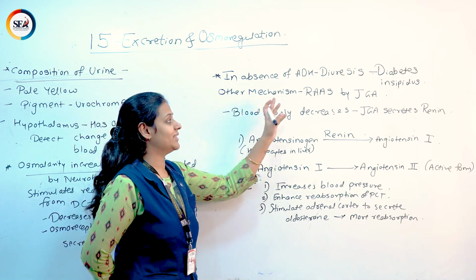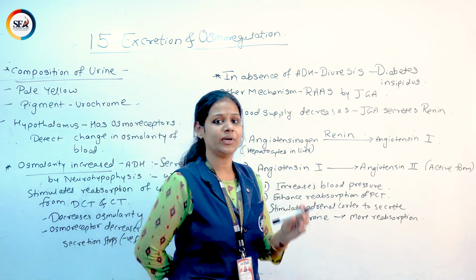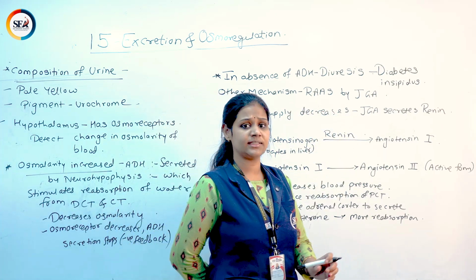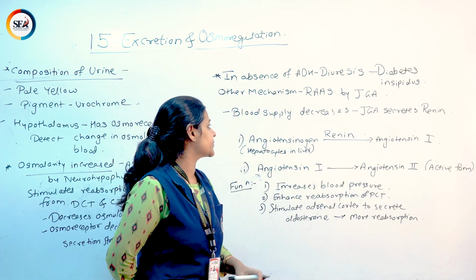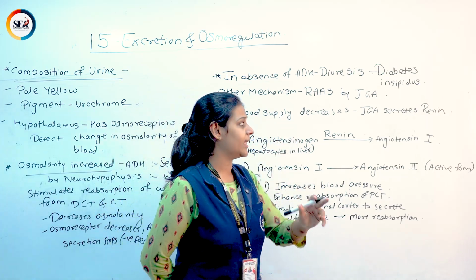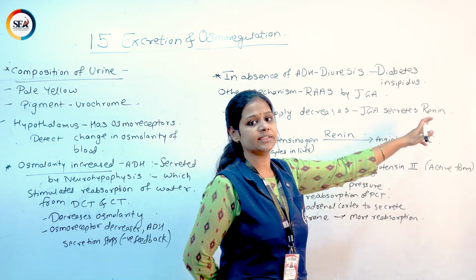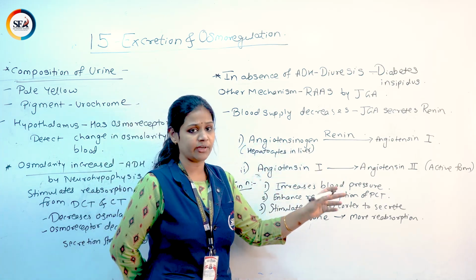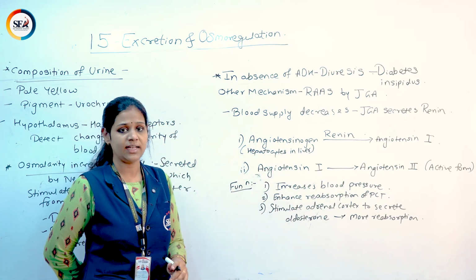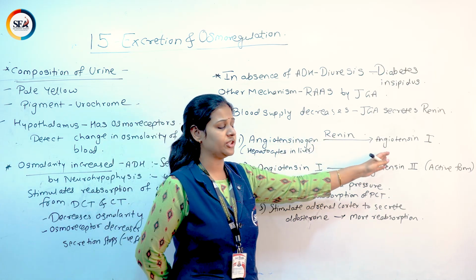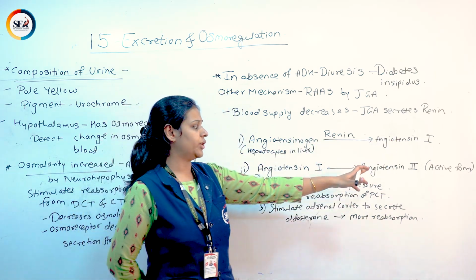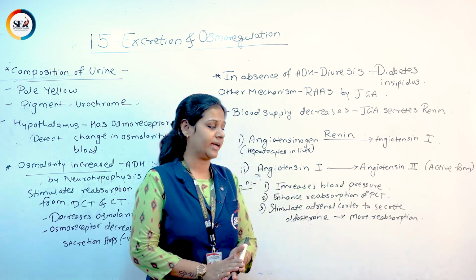Another mechanism is the RAAS system, that is the renin angiotensin aldosterone system, by the JGA cells, that is juxtaglomerular apparatus cells. When blood supply decreases, the JGA cells secrete renin. What does this renin do? It converts angiotensinogen, which is secreted by the hepatocytes in the liver, into angiotensin 1. Angiotensin 1 further gets converted into angiotensin 2, which is the active form.